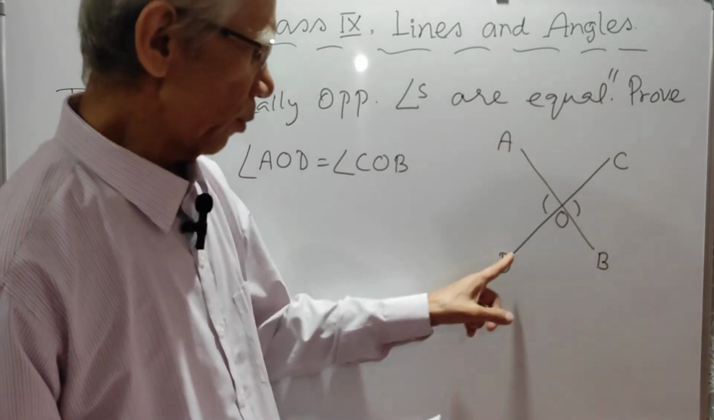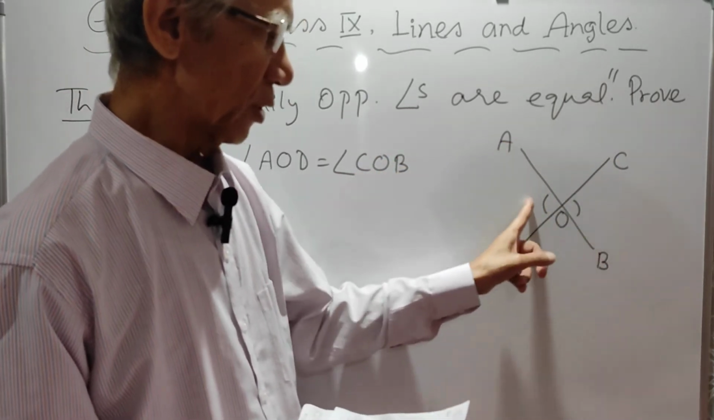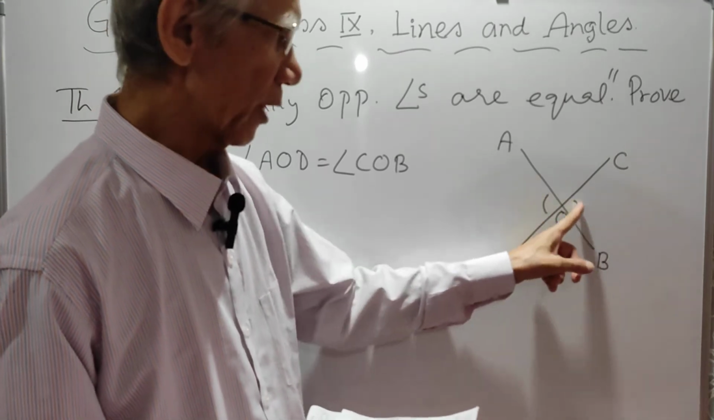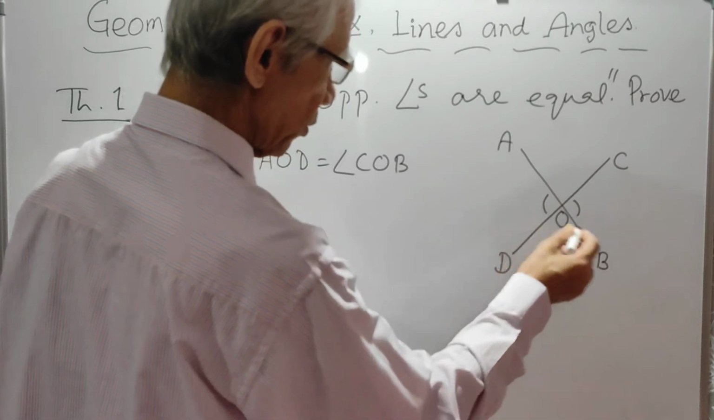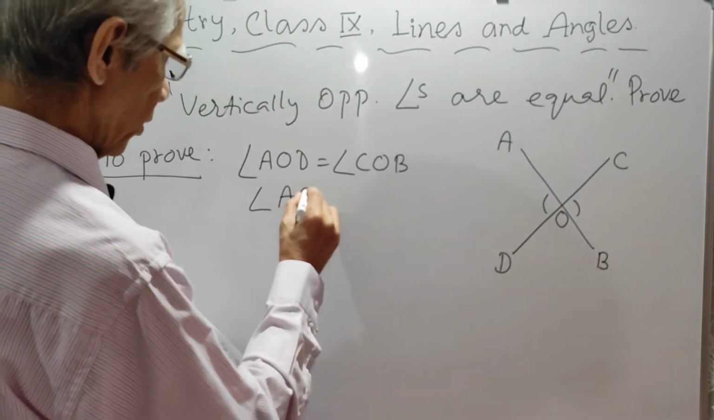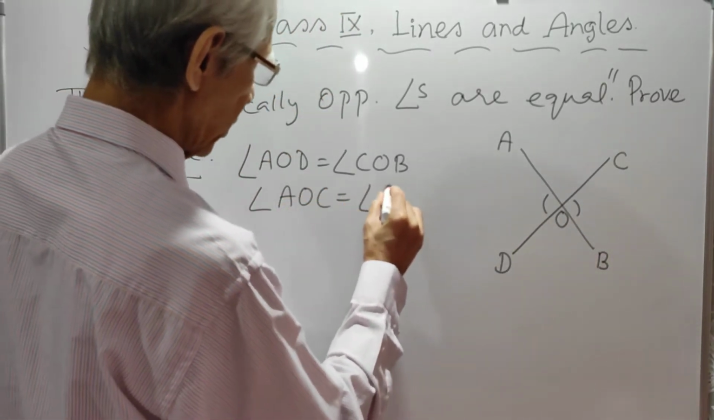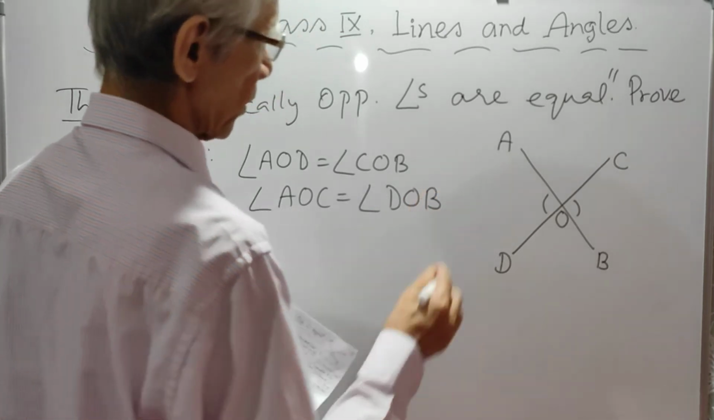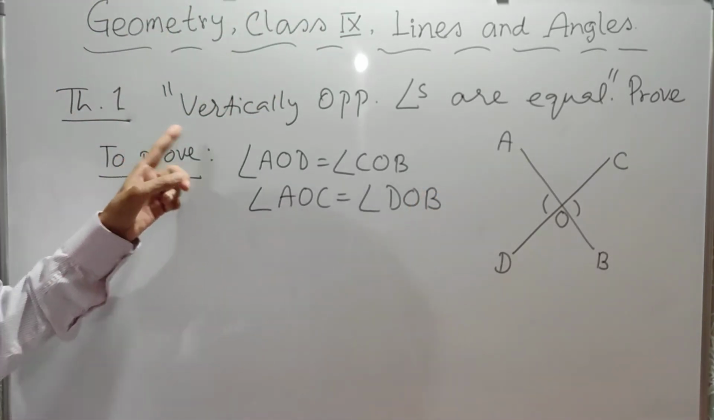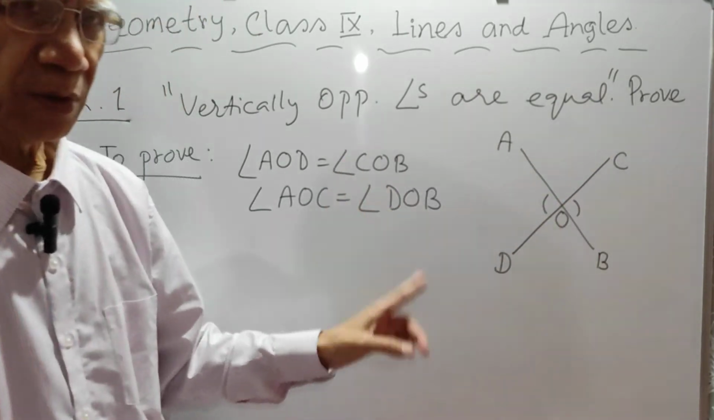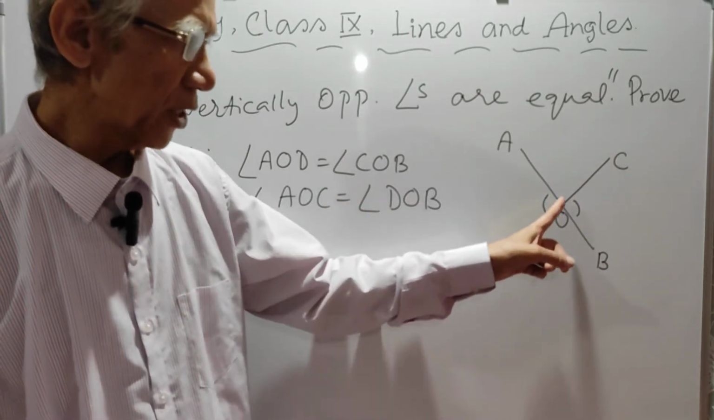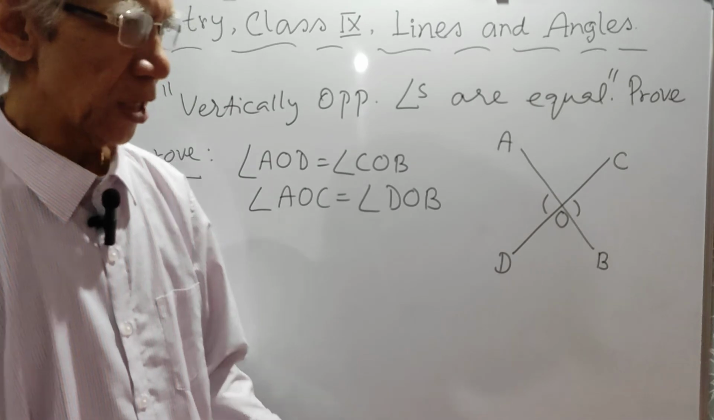To prove AOD equal to COB, that is one pair of vertically opposite angles. And also we have to prove AOC equal to DOB. So what is given? That given part I have not written. AB and CD are two intersecting straight lines. They intersect at O.